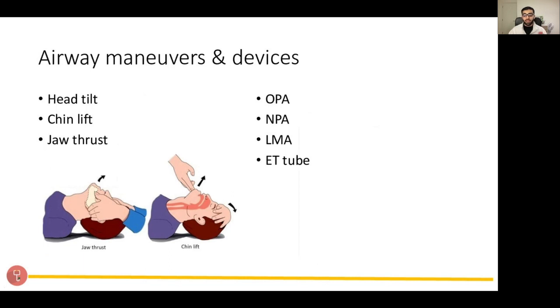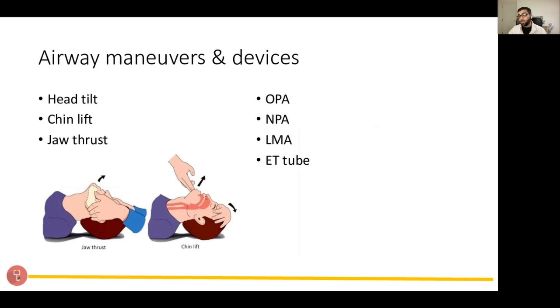So now we're going to take the ABC approach of important anaesthetic concepts that are relevant through the intraoperative period. Some of the maneuvers and devices that you might see anaesthetists use are listed here on the slide. And these are also relevant for emergency medicine as well. I'm sure you'll be familiar with the head tilt chin lift and the jaw thrust. These are all maneuvers to open up the airway.